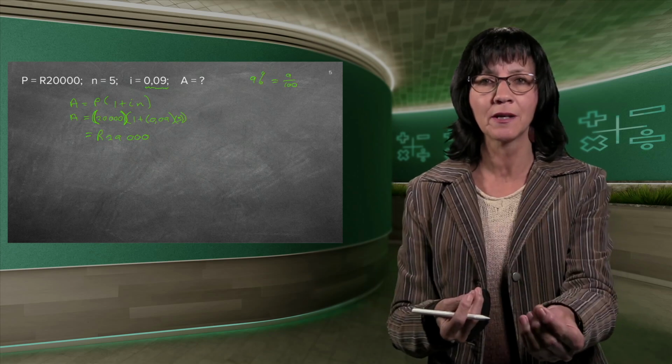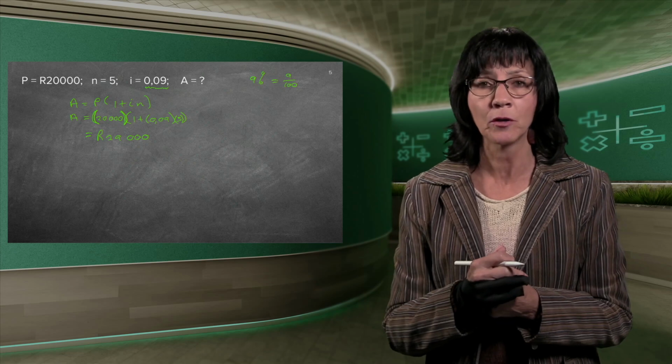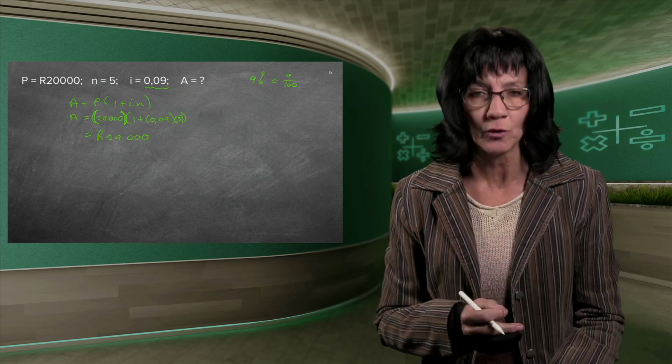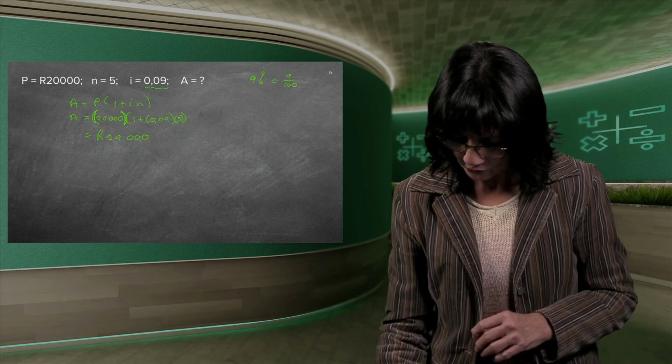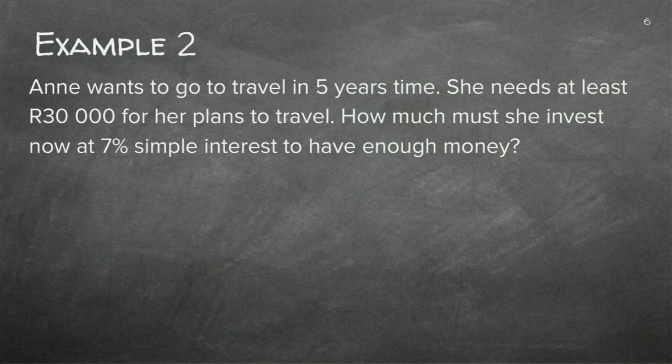You started with 20,000. Is 29,000 more? Yes, and it seems a reasonable amount more. So it seems like it's fine. You can just leave it like that. Good. That's how easy simple interest is. Let's look at the next one.